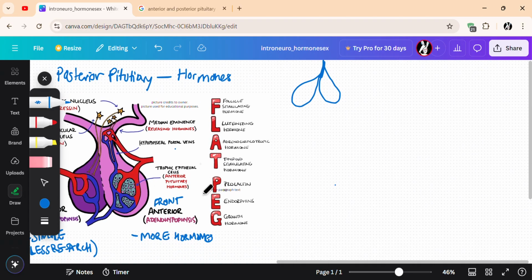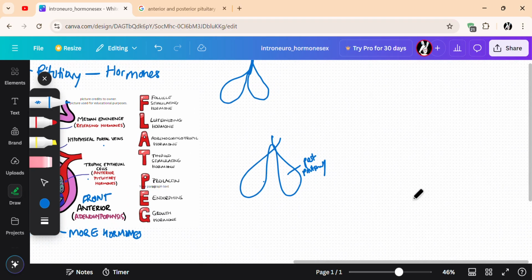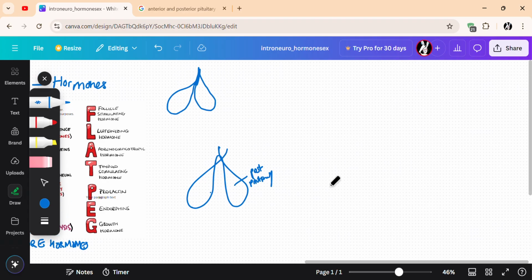So going to this image, let's take it as this. Treating this as the posterior pituitary, and saying our brain is the structure, this is the front of the brain, this is the back of the brain, so it's called posterior pituitary. The posterior pituitary has fewer hormones produced from it as opposed to the anterior pituitary. So if this is your anterior and this is your posterior.